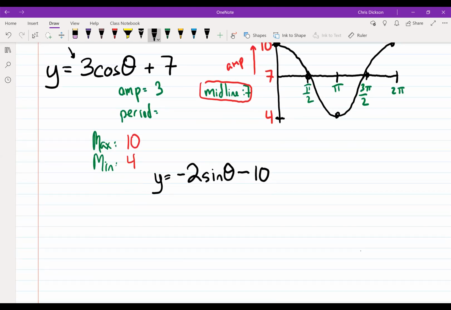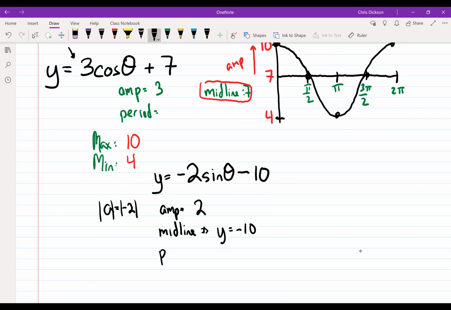Okay, so what's our amplitude here? What's the midline? Well, the A value is -2, but the amplitude is always the absolute value of A, so the absolute value of -2, so the amplitude should be 2. And the midline is a D value of -10, so we should have a midline at y equals -10.